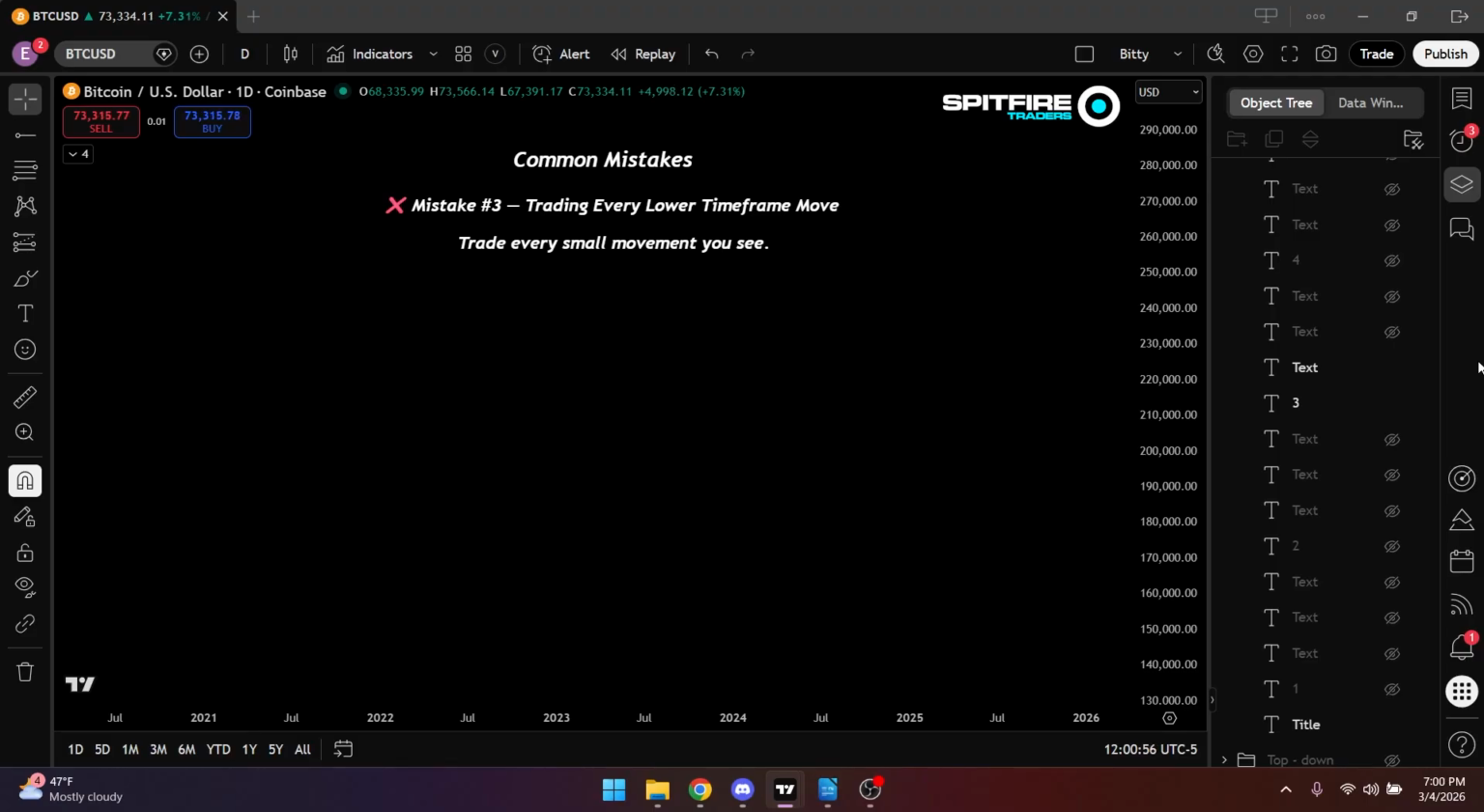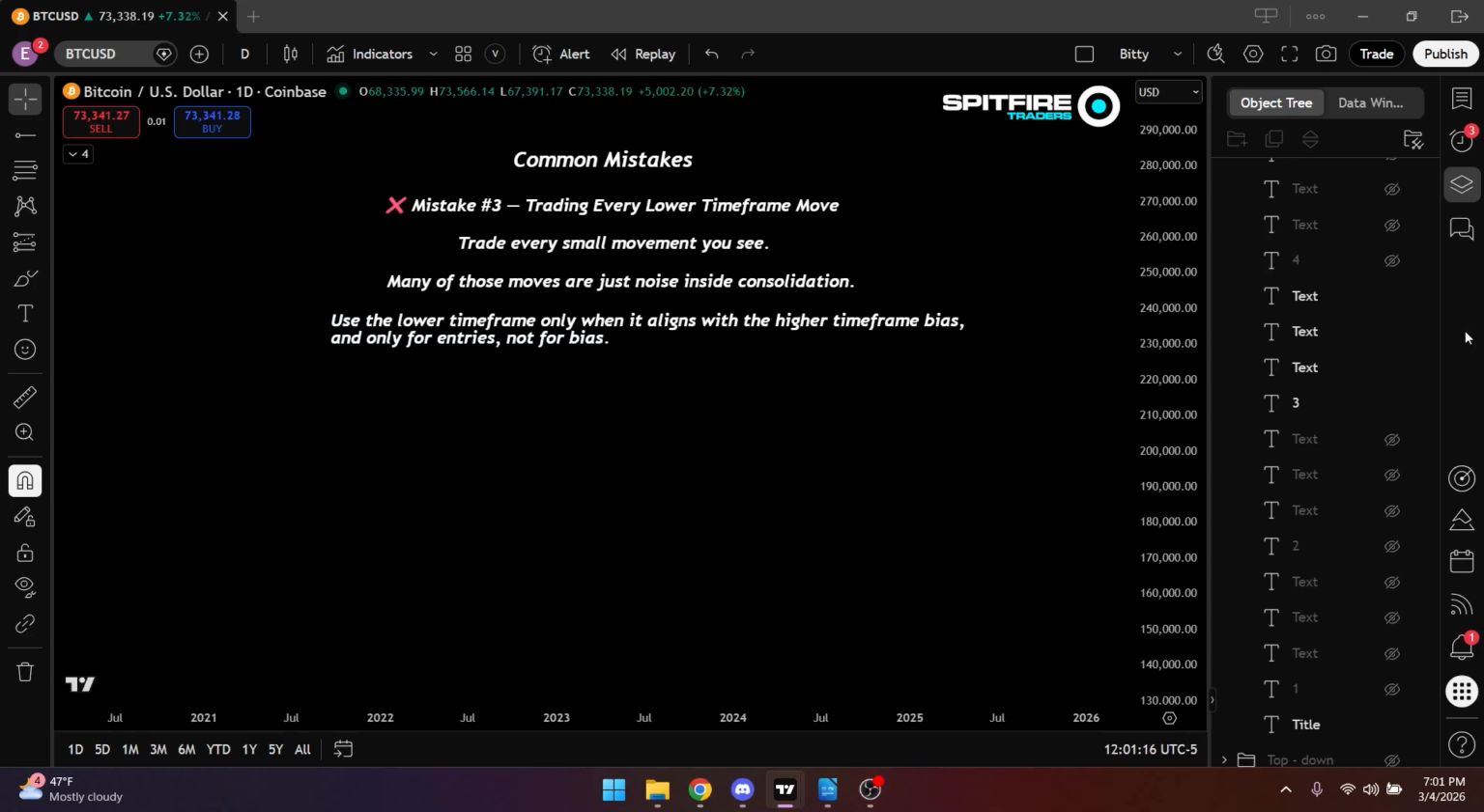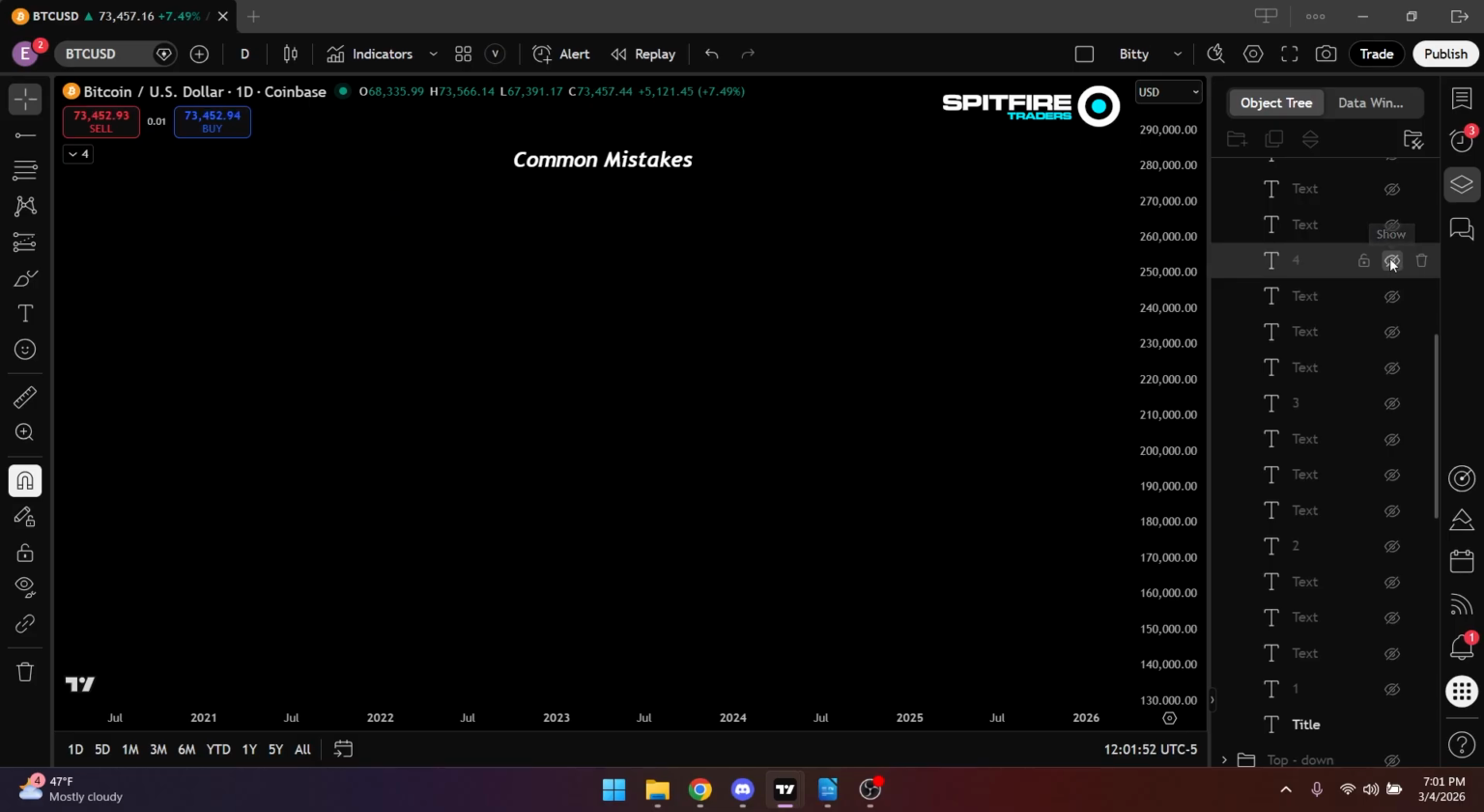Not every move is meaningful. Many of those moves are just noise inside consolidation. If the higher time frame structure hasn't changed, those small moves often have very little significance. Use the lower time frame only when it aligns with the higher time frame bias, and only for entries, not for bias.